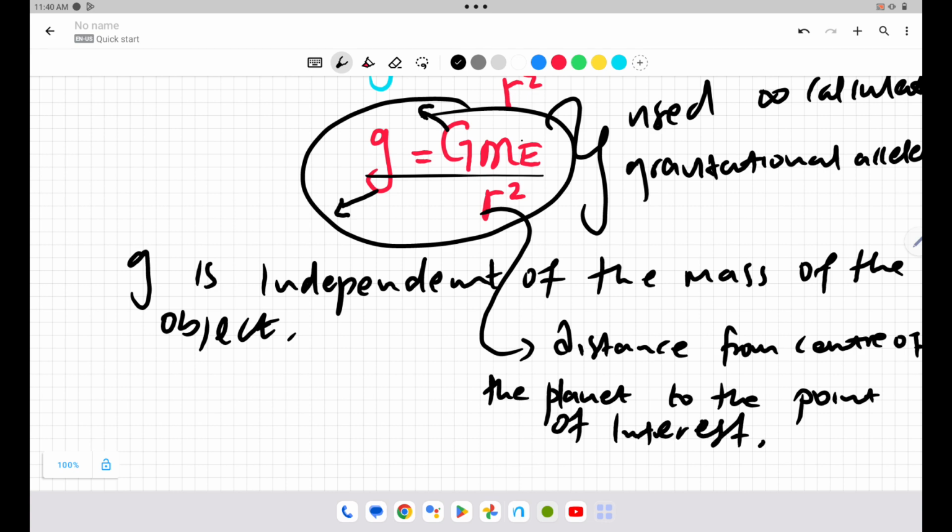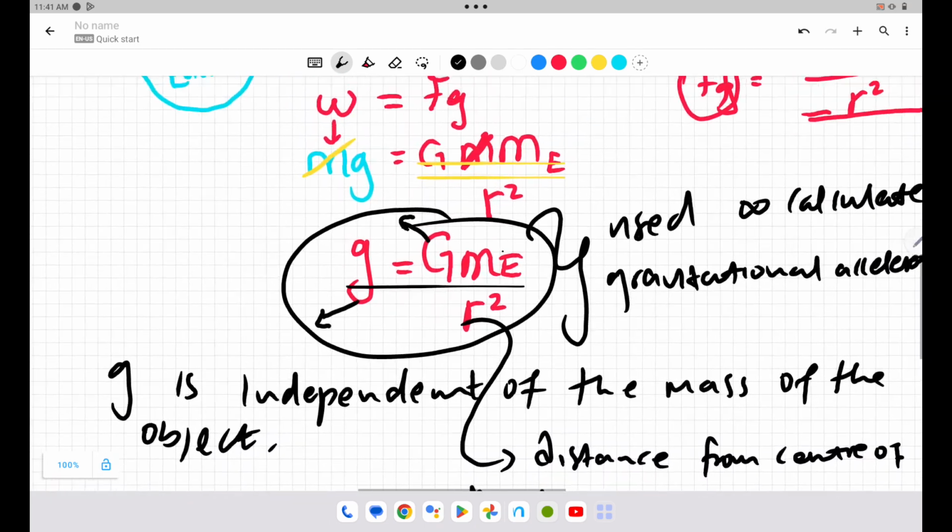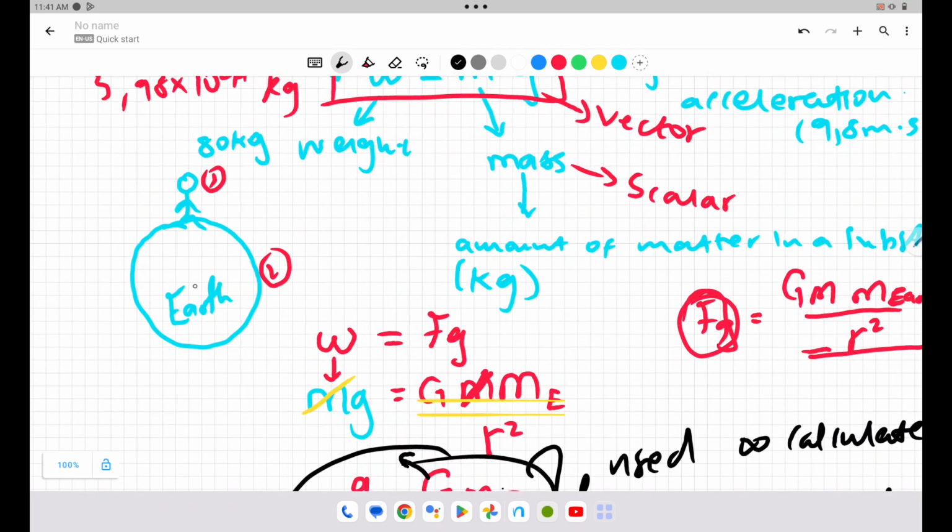Where's the point of interest? The point of interest could be some point that we are talking about or where that object is located. If we look at the diagram, what is our r? It is from the center of the Earth all the way to the point of interest. The point of interest is where we have placed the object. So that is r in the sketch.